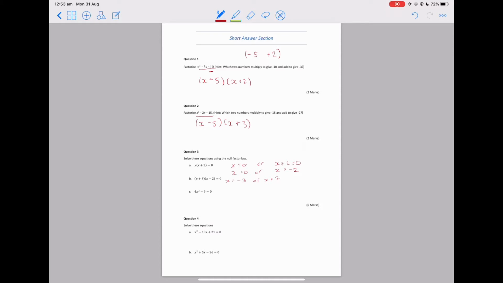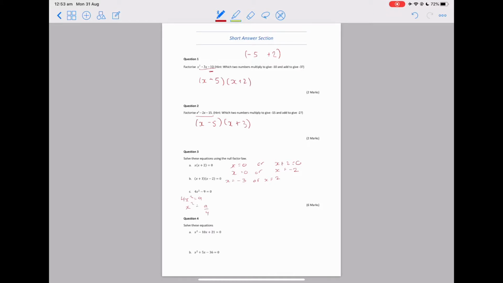And for part C, what you're going to do is solve for x, okay? So it's going to be 4x squared is equal to 9, by moving the -9 to the other side by adding it. Afterwards, you divide both sides by 4. So it'll be x squared is equal to 9 on 4.